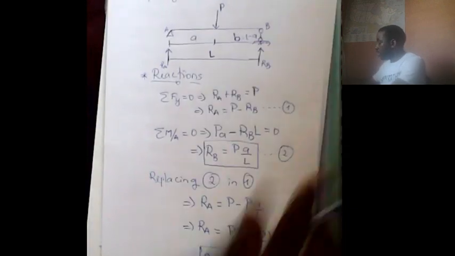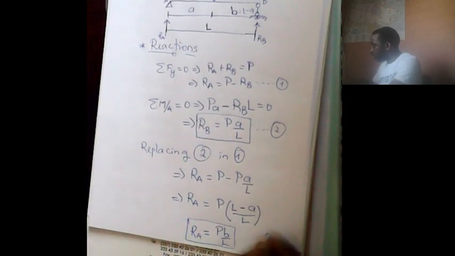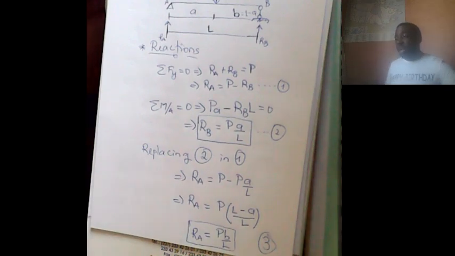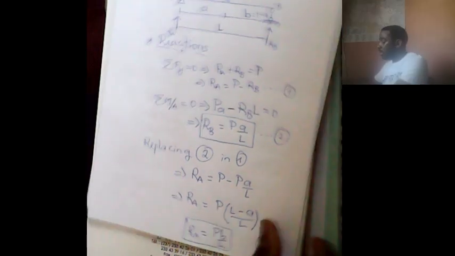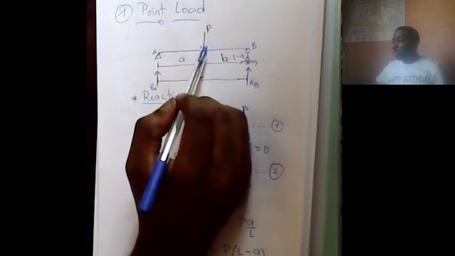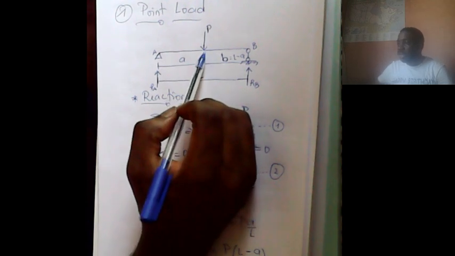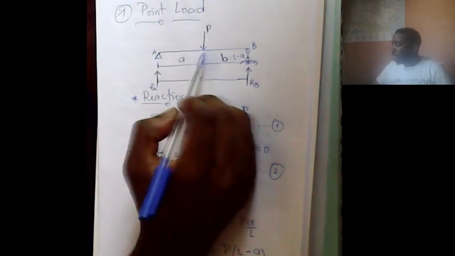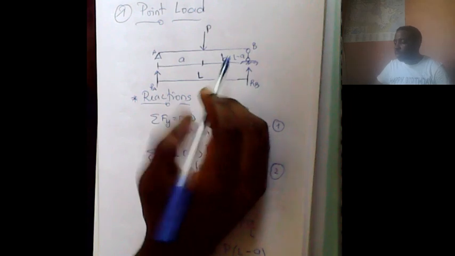Good. So now we have the reactions. This is page 3. Now we have the reactions, right? So we can go ahead and calculate the internal forces. So how many zones are we going to have here? Obviously, when there is a point load, it causes what? A discontinuity, right? So we'll have a zone this way and a zone this way. So we'll have two zones. Zone 1. So internal forces now.